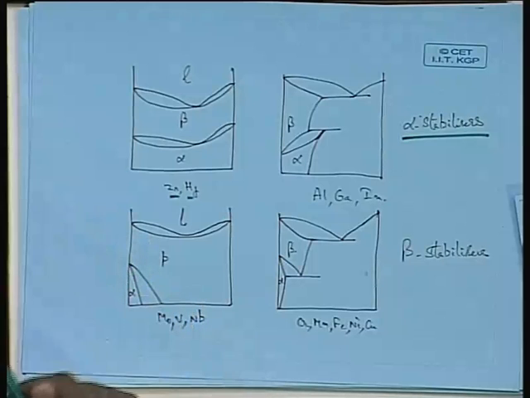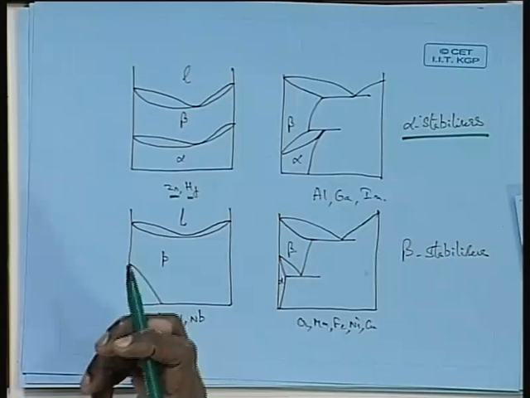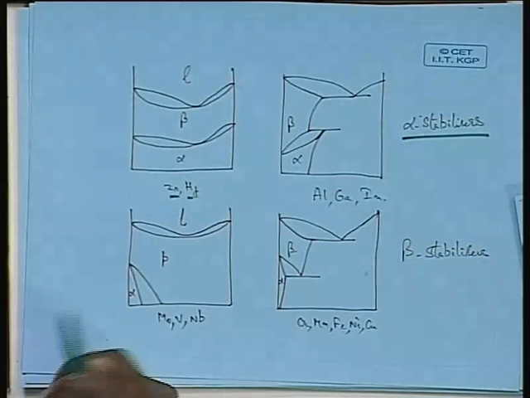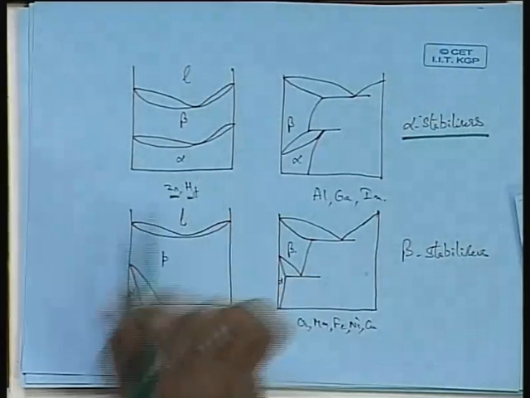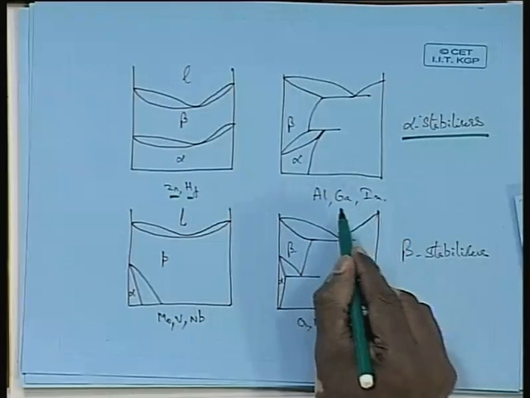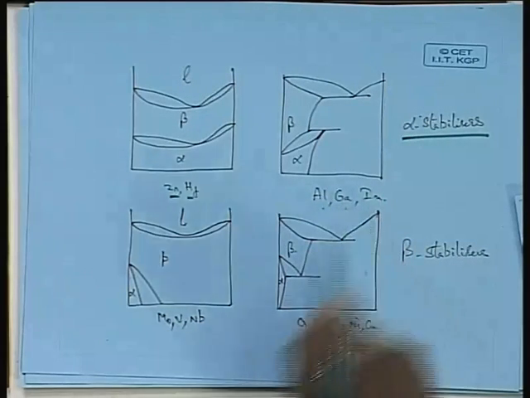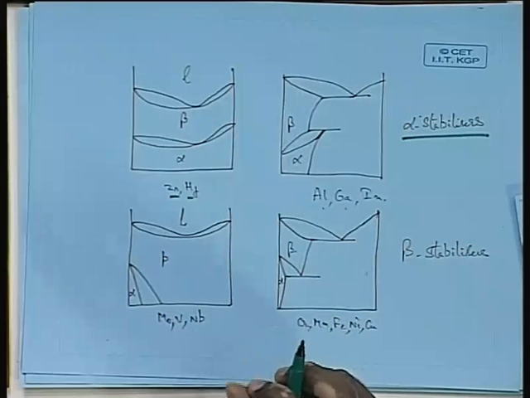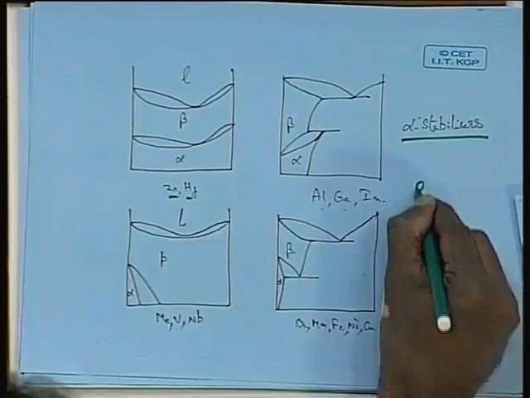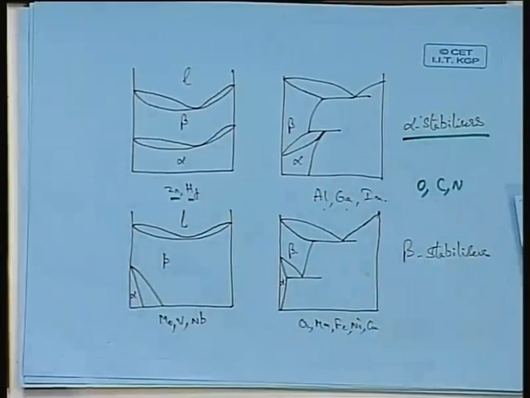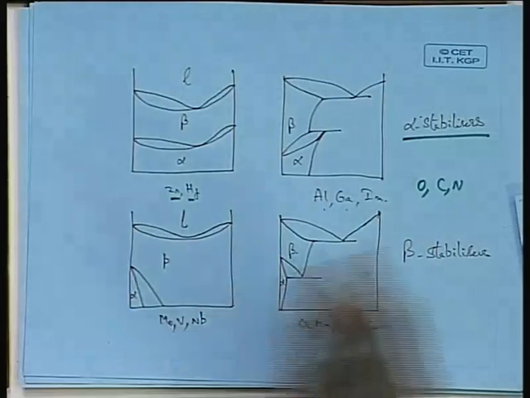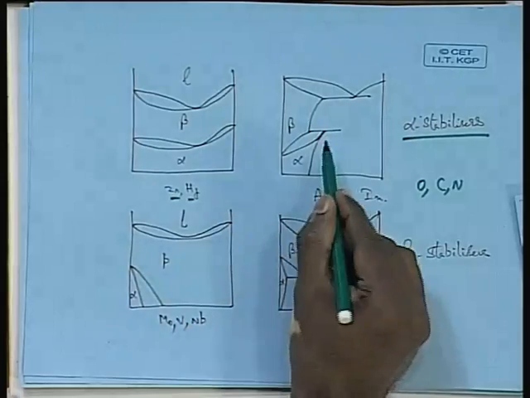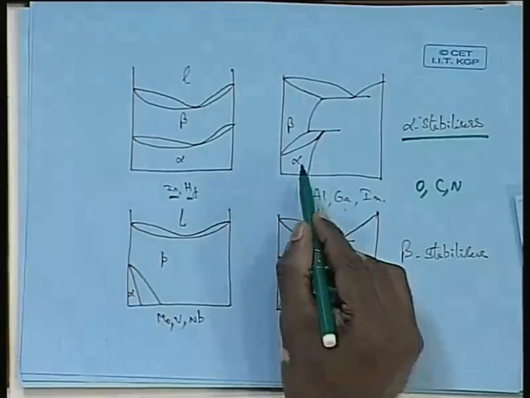Zirconium and hafnium are isomorphous with titanium, where their crystal structures are exactly similar and the atomic sizes are similar. They satisfy all the Hume-Rothery rules, so you get isomorphous phase diagrams. And if you add other elements such as aluminum, gallium, indium, and also what are called the interstitial elements such as oxygen, carbon, nitrogen, they also stabilize alpha. And when you add this kind of elements, you get a different type of phase diagram where alpha is stabilized.